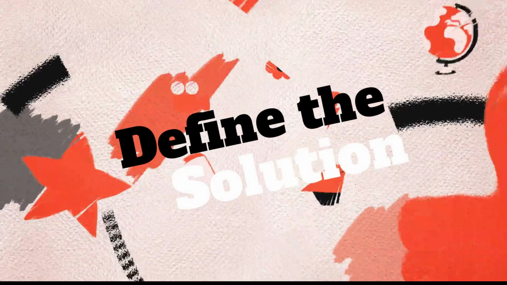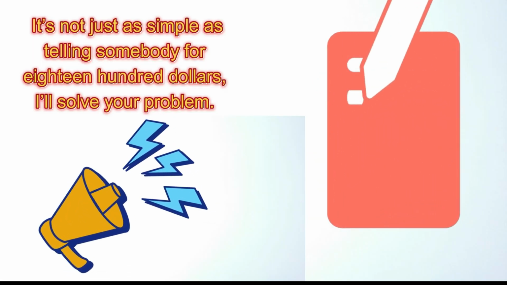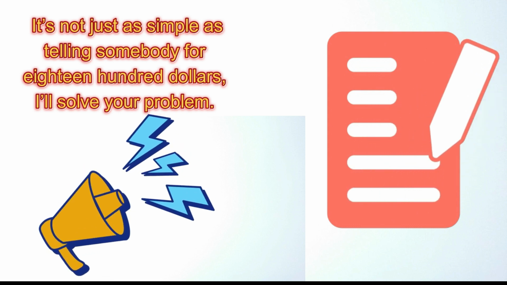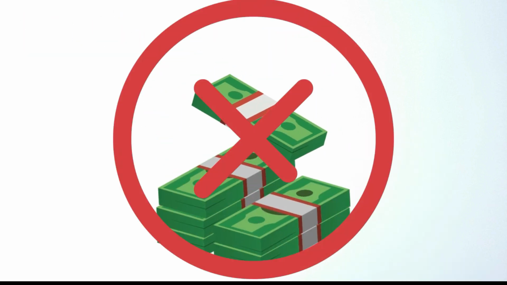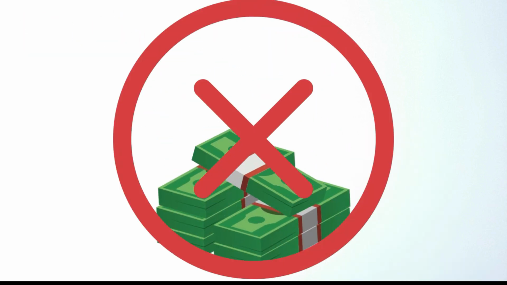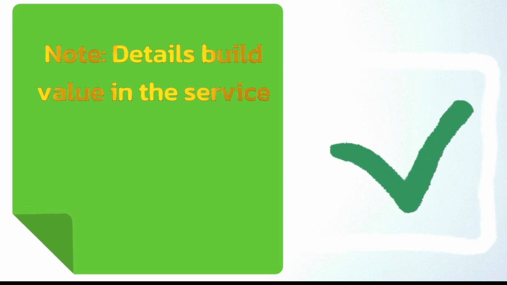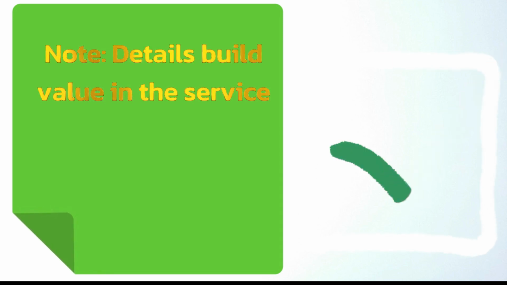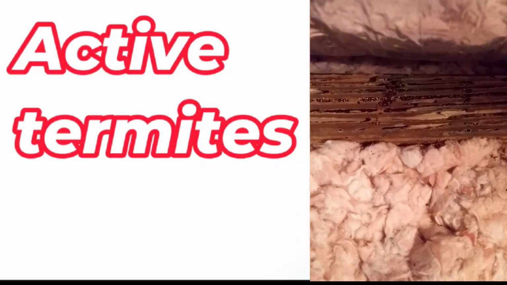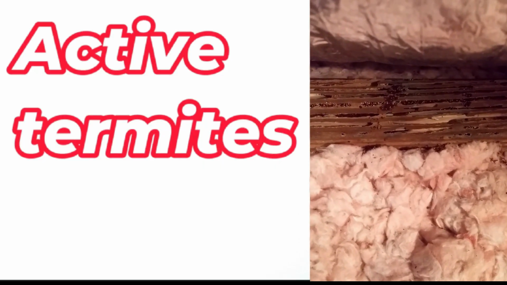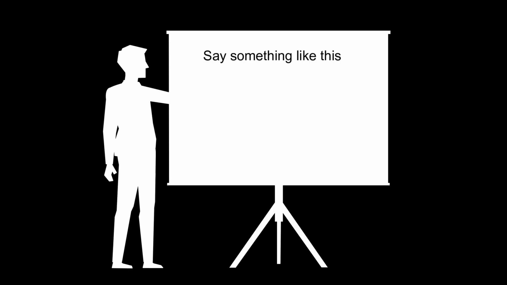Define the solution. It's not just as simple as telling somebody for $1,800, I'll solve your problem. If it was that easy, business owners in our industry would have stopped paying sales commissions a long time ago. Actually, we need to go further into a detailed description of what we're going to do to solve their problem. With describing the solution, we can use the instance of drywood termites I spoke of earlier. You may say something like this.